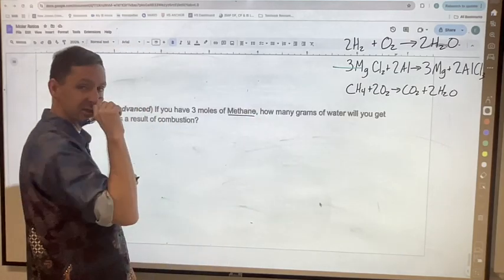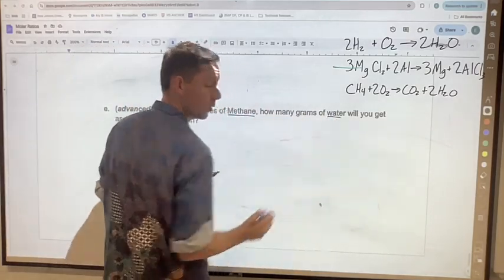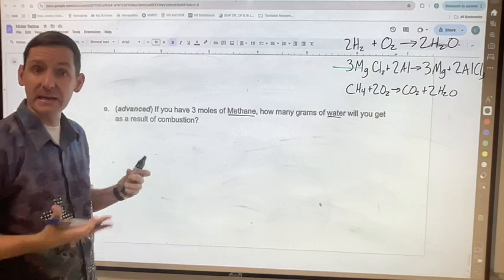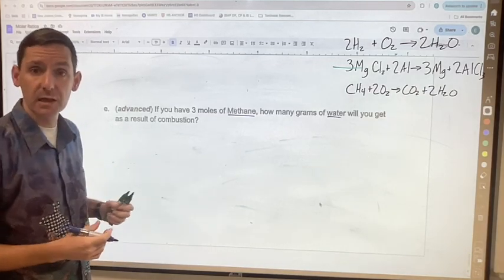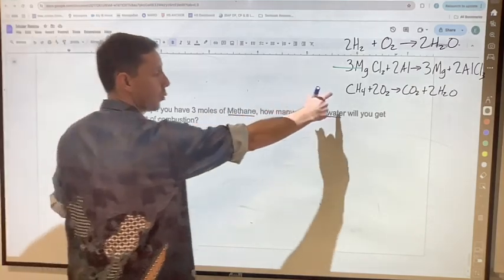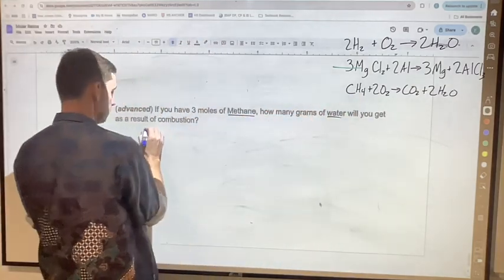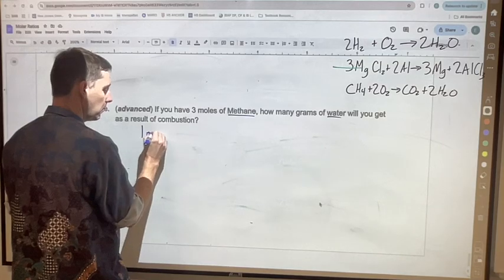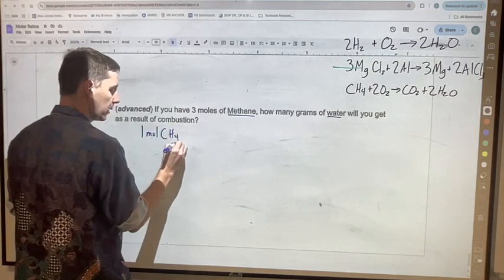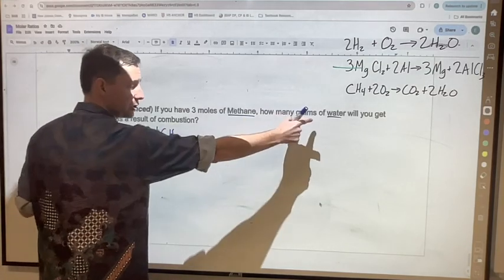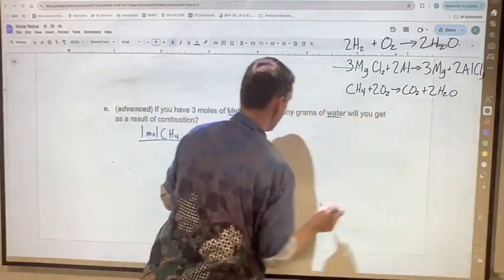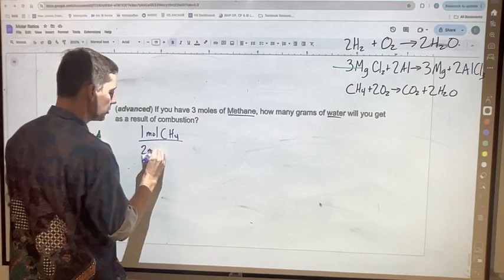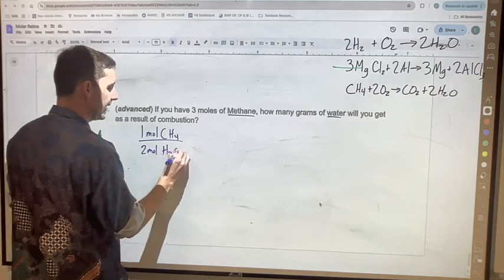And I want to turn it into water. Okay, so I need a molar ratio for that. I need a molar ratio for that. So the methane was 1 CH4. So I'm going to do that. It's going to be 1 mole of CH4 turns into the water. The water I can see is 2 H2O. So 2 moles of H2O.